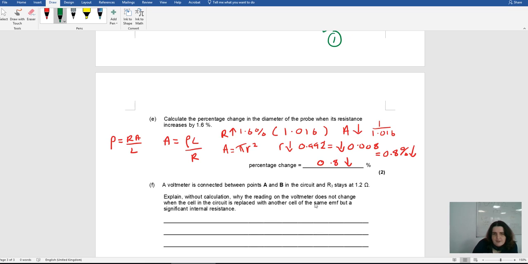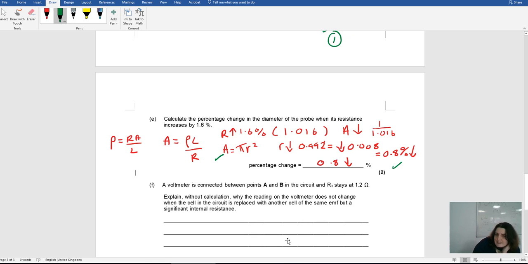So what I've done is, written the equation out, if R goes up, A goes down by that much. So R goes down to 0.992 of what it was, which is a decrease of 0.008, which is a decrease of 0.8%. So a bit of a nasty question, but an interesting way of looking at it.